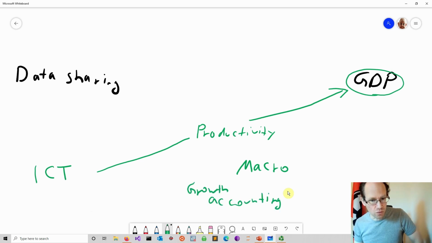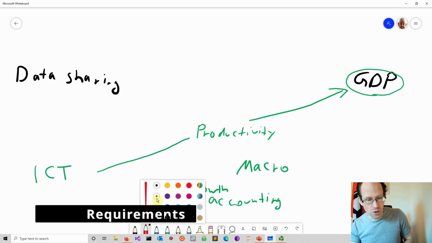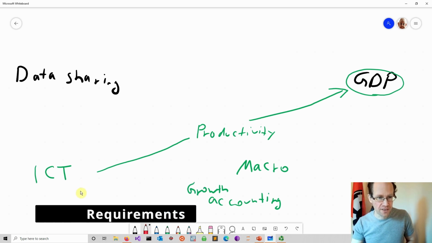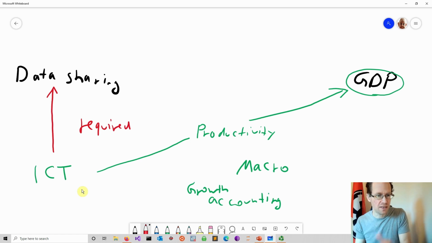The next thing I do then is I try to understand requirements. So what do you need in order to do the data sharing? So the most obvious argument is to argue, well, I need ICT to do data sharing. So this is basically absolutely essential. So I need ICT infrastructure to do the data sharing.